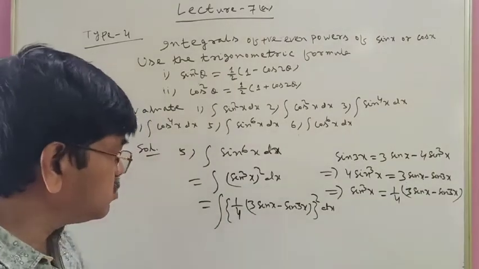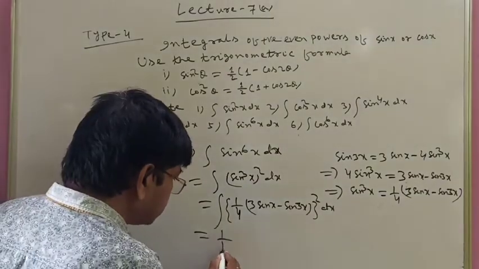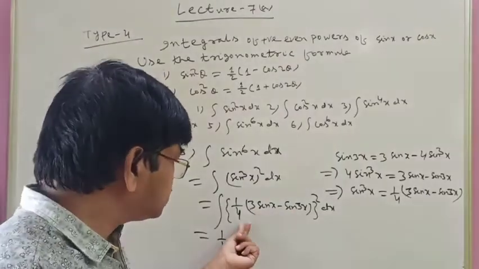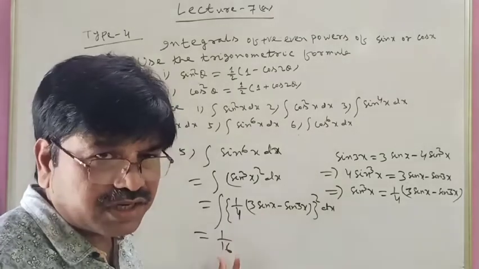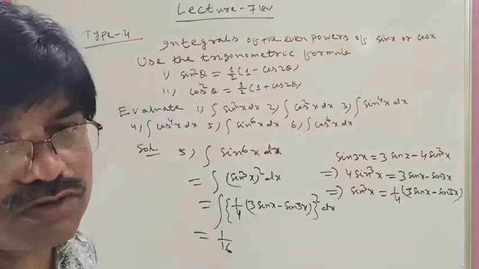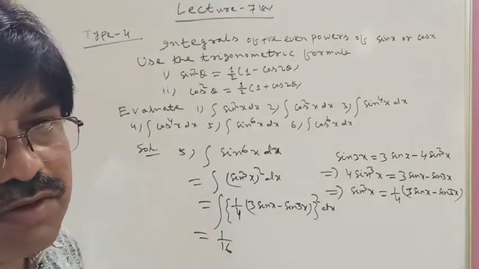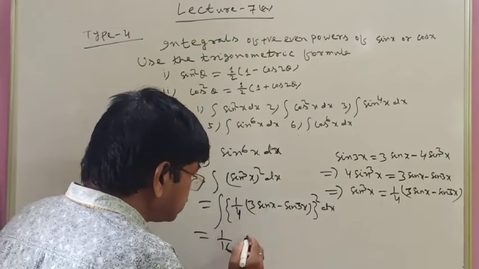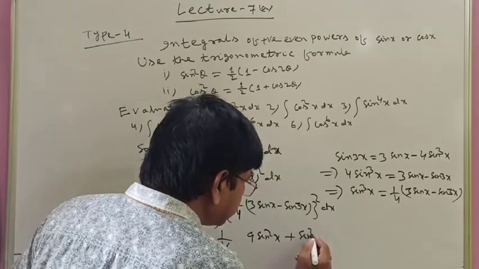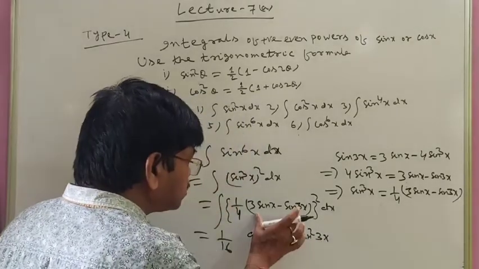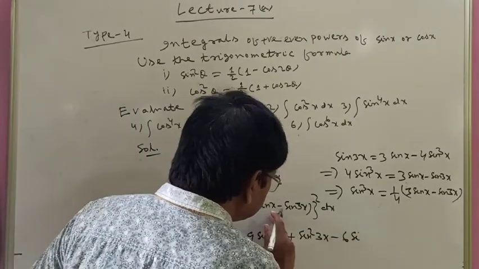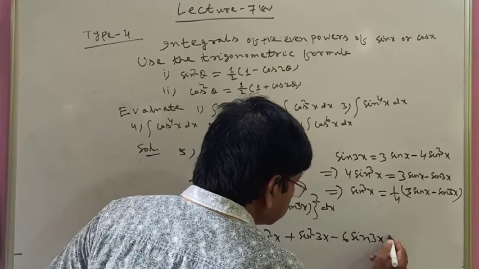This is 1 by 4 whole square, it will be 1 by 16. The next one is 3 sin x minus sin 3x whole square. 1 by 16 is a constant, keep it outside. Then 3 sin x minus sin 3x whole square is a minus b whole square, and you know a minus b whole square is a square plus b square minus 2ab. So 3 sin x whole square will be 9 sin square x, and sin 3x whole square is sin square 3x. Then minus 2ab means 2 into 3 into this, so it is minus 6 into sin x into sin 3x, or you can write sin 3x into sin x.